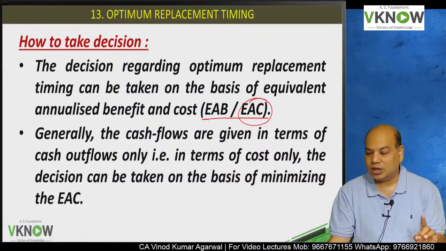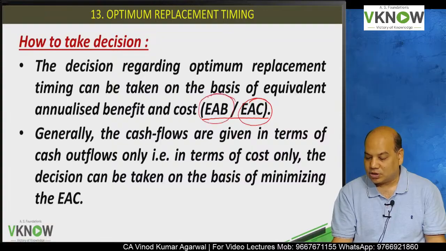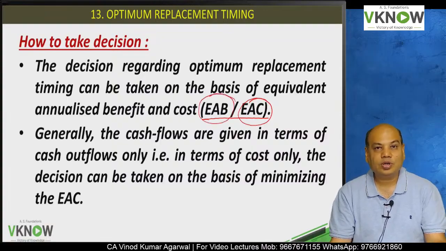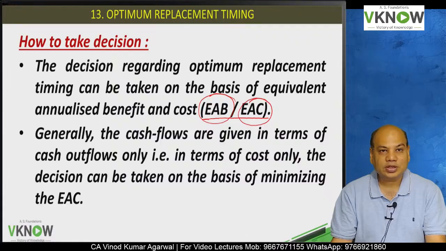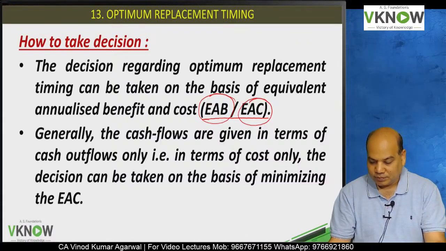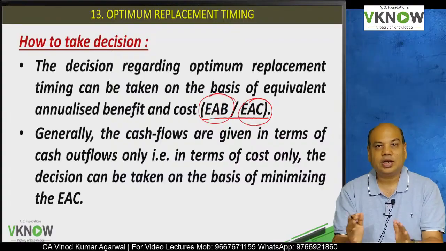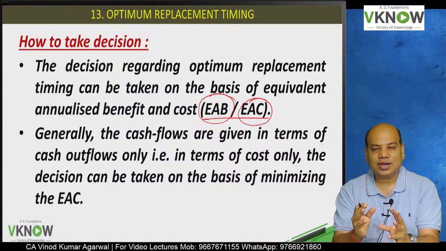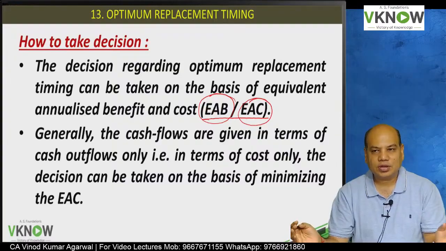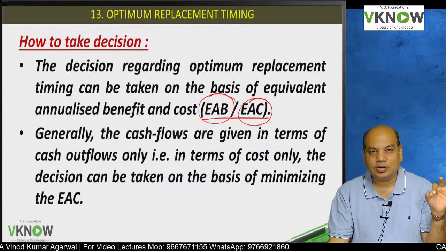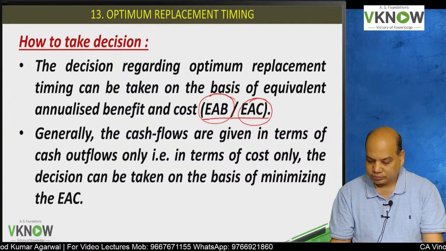Yes, if it is an EAB problem, a benefit maximization problem, and the revenue model is also given, then in that case we will choose the option which has higher EAB. Treat it like you are comparing assets with different lives. If you can just visualize that point, my job is done.